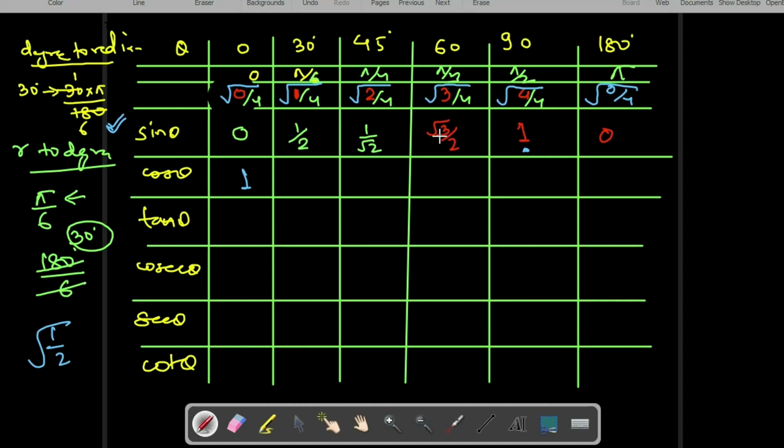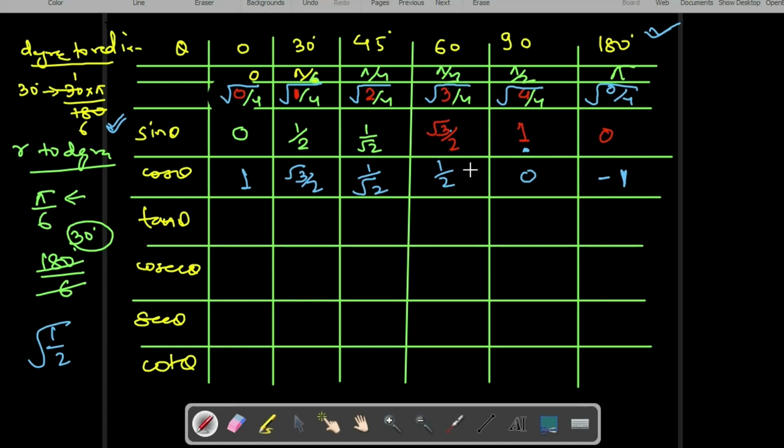Okay, write like this: 1, then root 3 upon 2, then 1 upon root 2, it's going to be the same, then 1 upon 2, and then 0. Cos 180, I didn't want to write it, but if you want to, you can write it. This value will come as -1. Why it will come, I will explain later, because it comes in the second quadrant.